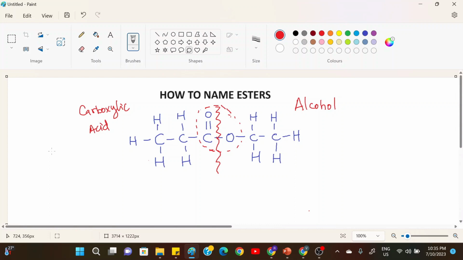Next, we count the number of carbons in each part. The alcohol part has 2 carbons and the carboxylic acid part has 3 carbons.